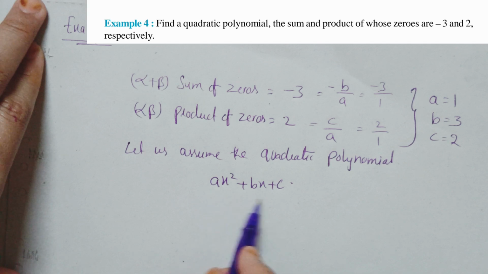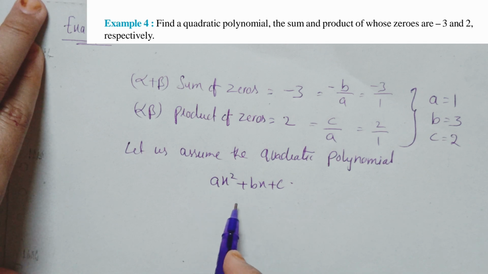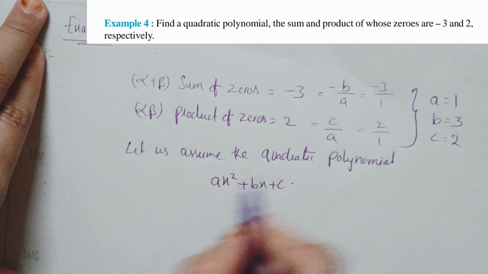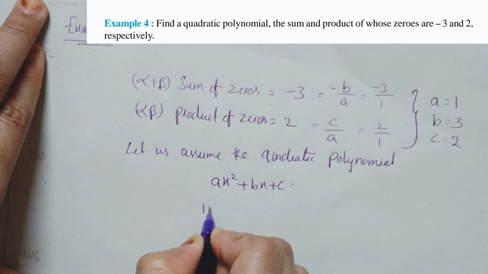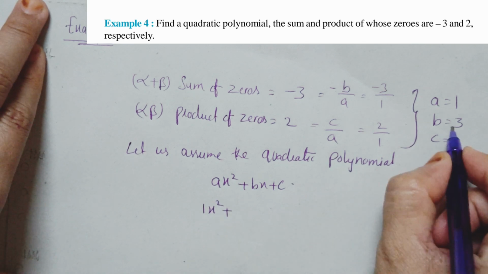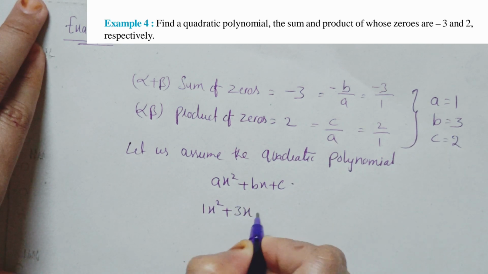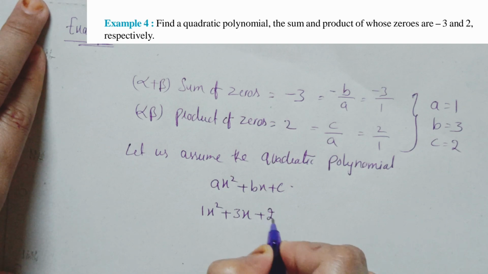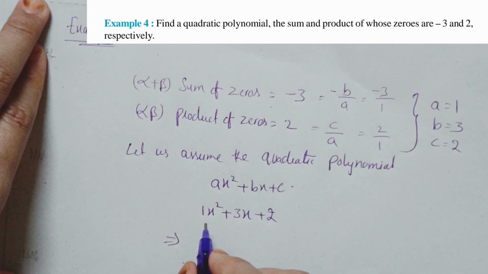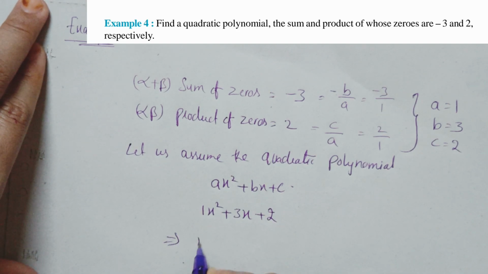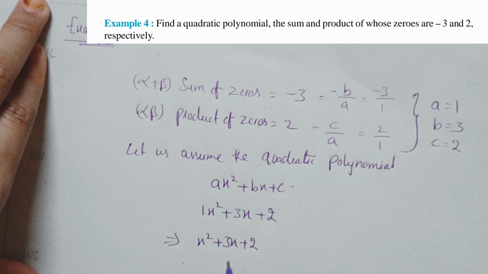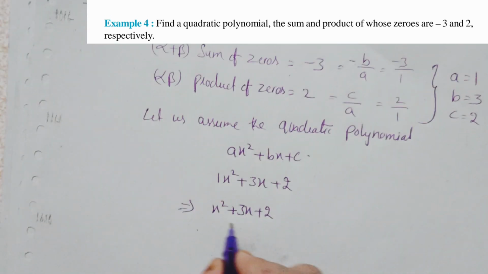Now here in this polynomial we'll just place it. Okay, then what is a? A equal to 1 into x square, plus what is b? 3 into x. What is c? Then 2. Therefore, our polynomial is x square plus 3x plus 2. Okay guys, this is the polynomial.